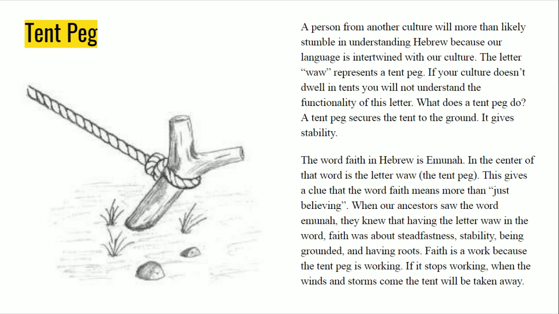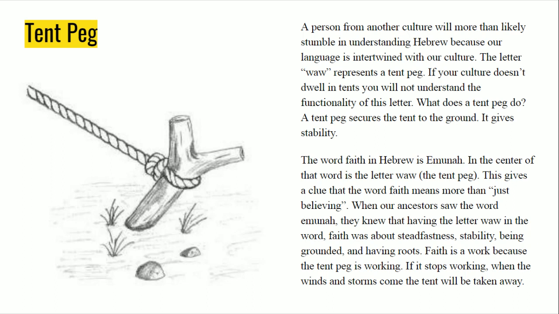Okay. A person from another culture will more than likely stumble in understanding Hebrew because our language is intertwined with our culture. The letter Y represents a tent peg. If your culture doesn't dwell in tents, you will not understand the functionality of this letter. What does a tent peg do? A tent peg secures the tent to the ground. It gives stability.